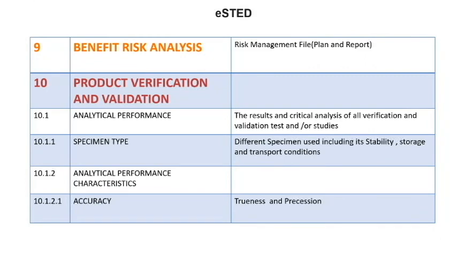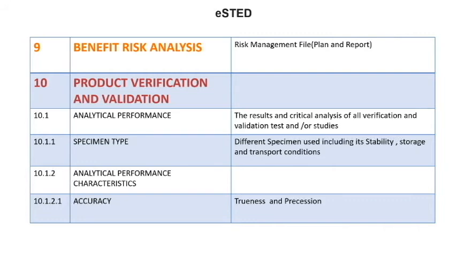Benefit-risk analysis: risk management documentation reference here. Information shall contain benefit-risk analysis referred to in sections 1 and 8 of Annex I and the solution adopted and the result of the risk management referred to in section 3 of Annex I. Product verification and validation: this documentation shall contain the results and critical analysis of all verification and validation tests and/or studies undertaken to demonstrate the conformity of the device with the requirements of this regulation and in particular applicable general safety and performance requirements.